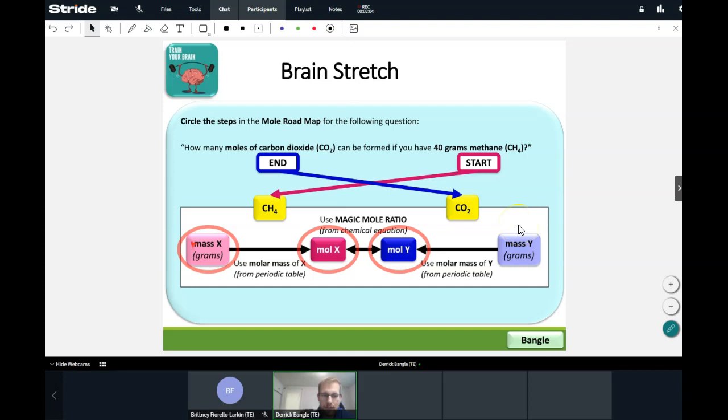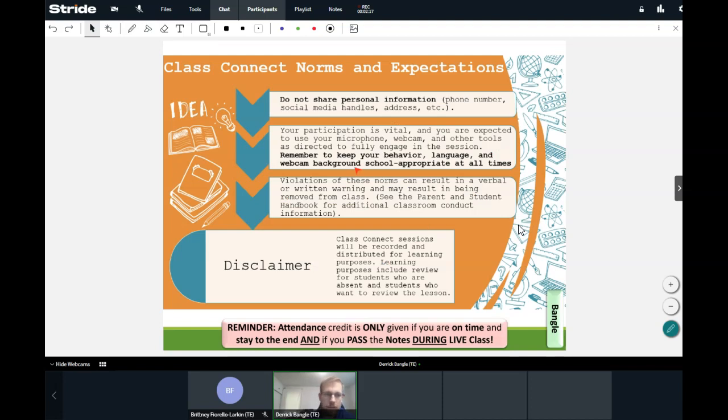So first it goes mass of X, converting to moles of X. But before we can even talk about Y, we need to convert using a magic mole ratio. All right, so great job, everyone. And that will seem more clear as we practice it today.